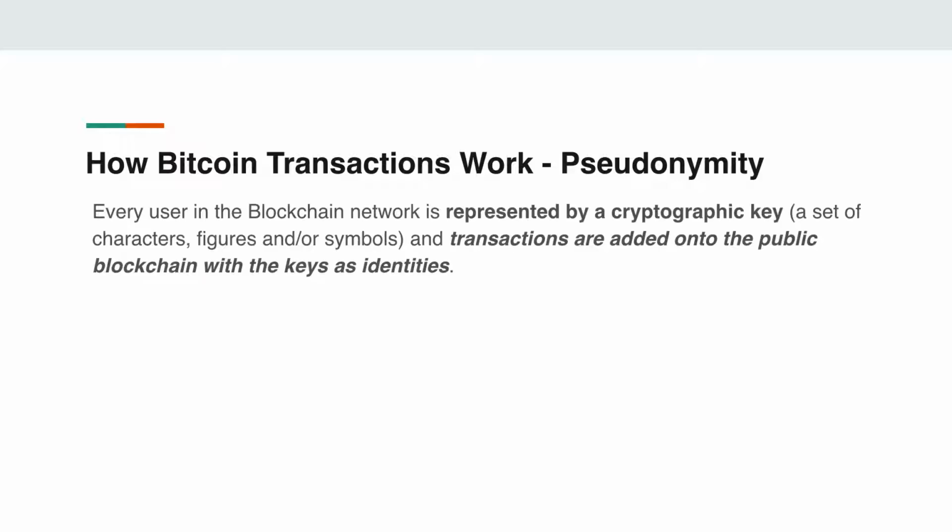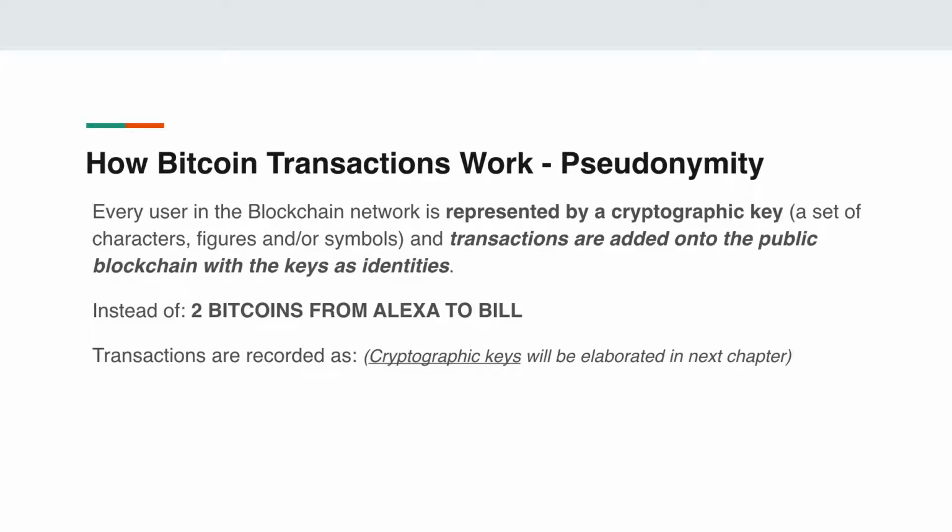Once again, every user in the blockchain network is represented by a cryptographic key, which is simply a set of characters, symbols, and figures. Therefore, transactions are added onto the public blockchain with the keys as identities. For example, instead of transactional records reading 2 Bitcoins from Alexa to Bill, the transactional records are recorded as 2 Bitcoins from random set of keys 1 to random set of keys 2, as you can see in the diagrammatic representation.